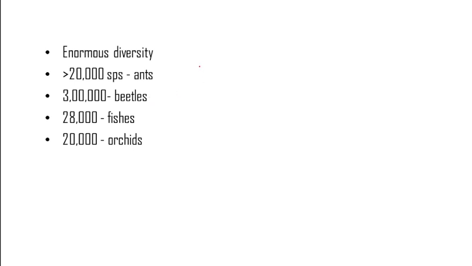So on Earth, we find enormous diversity. We find diverse types of organisms, be it plants or animals or microorganisms. There are more than 20,000 species of ants, more than 3 lakh species of beetles, 28,000 fishes, 20,000 species of orchids. So from this particular part, some factual questions could be framed, and we are going to remain confined to NCERT only.